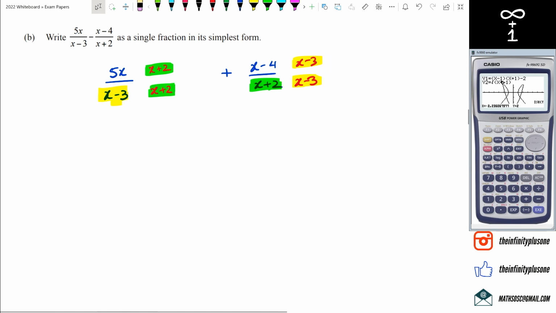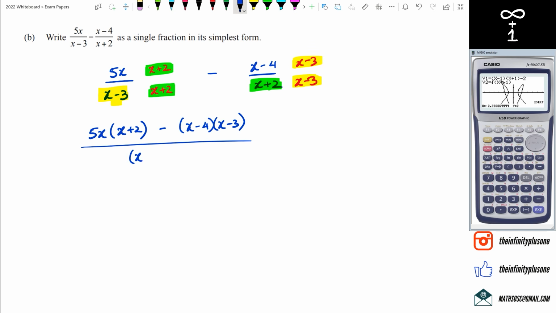So there we go. All right, so in my numerator on the left-hand side, I've got 5x multiplied by x plus 2 plus, no, I copied the question wrong. That should be minus x minus 4 times x minus 3. And the whole thing is now divided by x minus 3 times x plus 2 because they have the same denominator. Looking at the answer schedule, you don't really have to expand the denominator, but you definitely have to simplify the numerator.